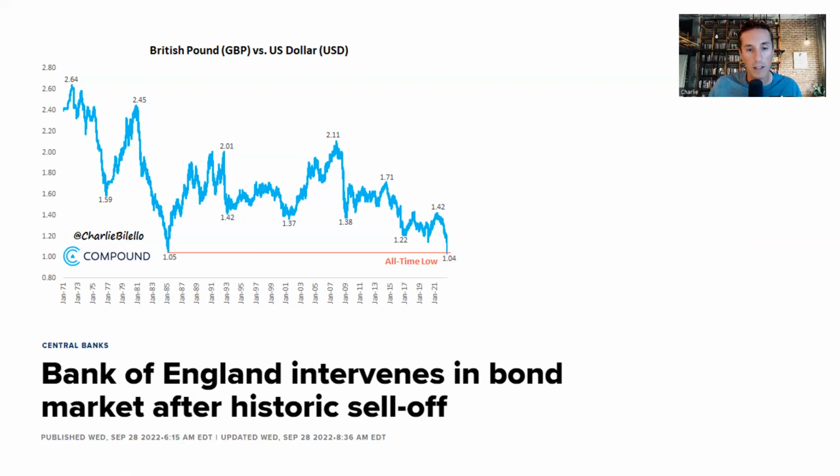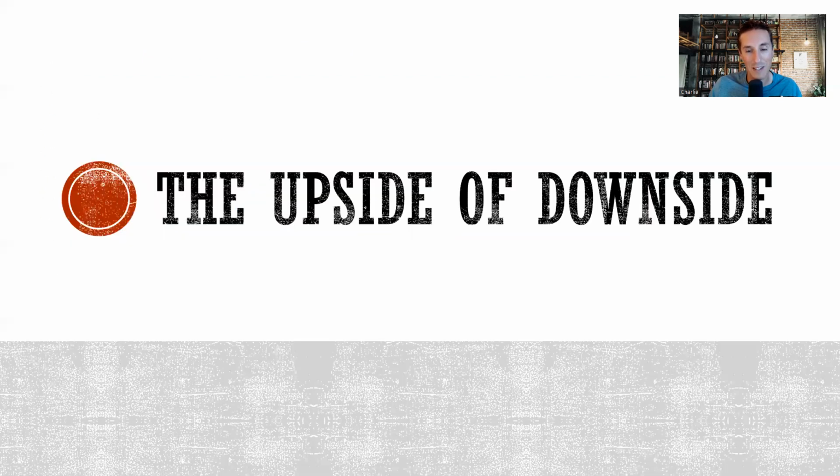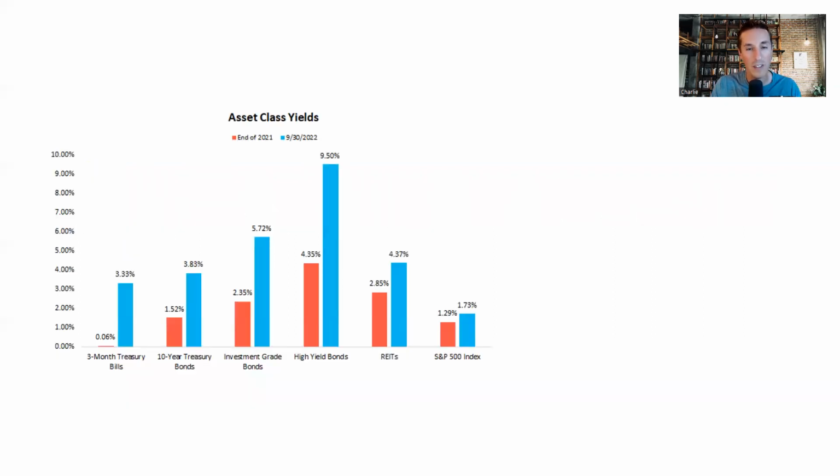So let's end with something positive, like we always like to do. There's been a lot of negativity, a lot of downside, but what's the upside of this downside, I think, is clear if you look at this chart here. Every single asset class that you look at is in a better position today than it was at the end of 2021. I don't make that point lightly. I make it based on data.